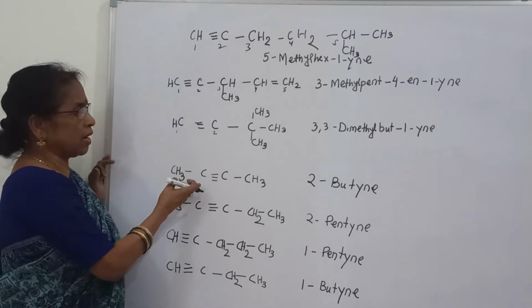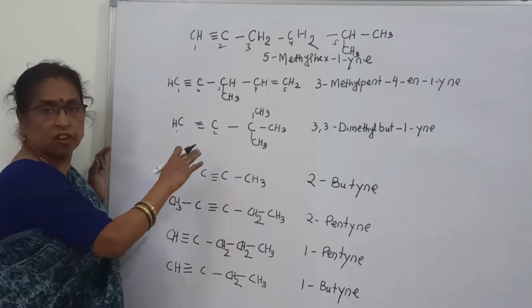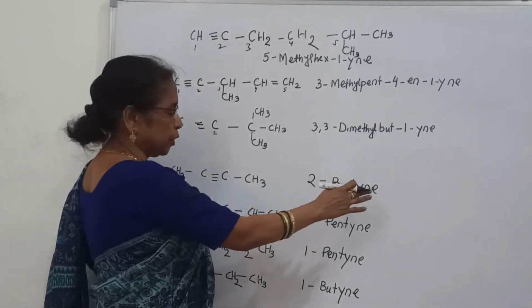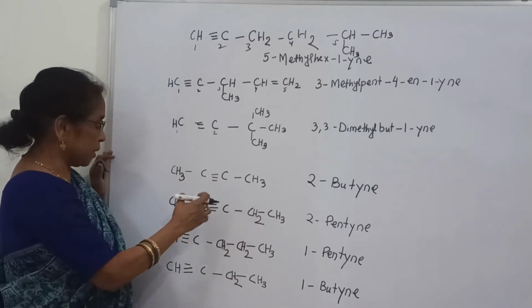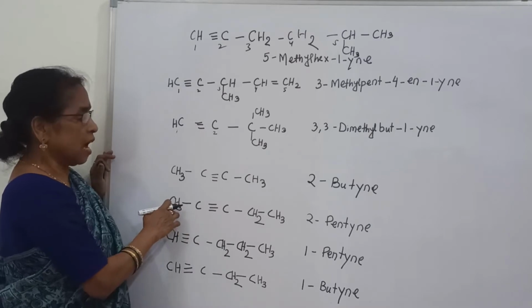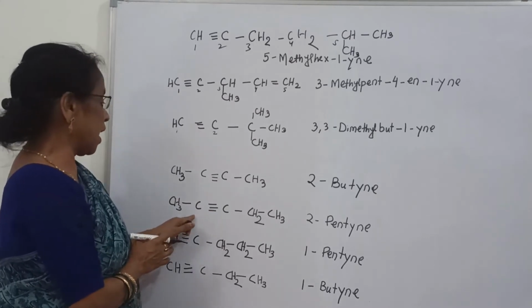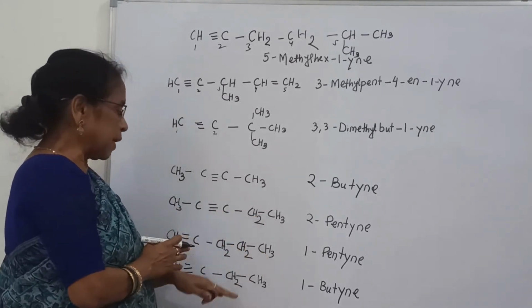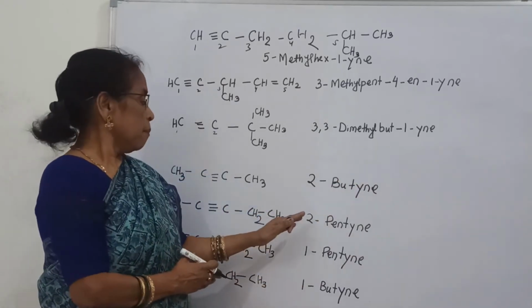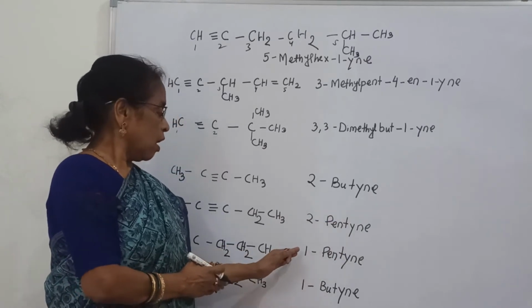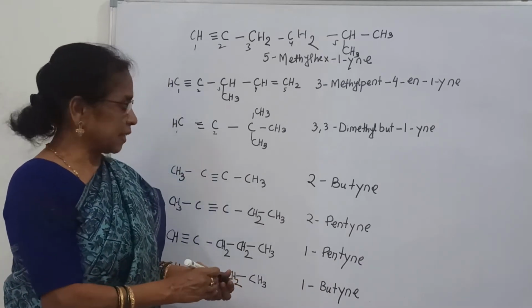And simple, this is 1, 2, but-2-yne, because after 2 there is a triple bond and the carbon chain consists of 4 carbons. So but-2-yne. 1, 2, 3, 4, 5. 5 means pentane, but where is that position, here 1, 2, after 2 there is a triple bond, that is why pent-2-yne. Or you can write also but-1-yne, pent-1-yne. So you can write like this also.